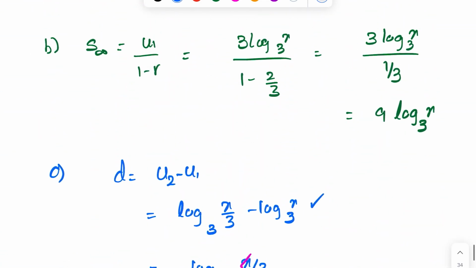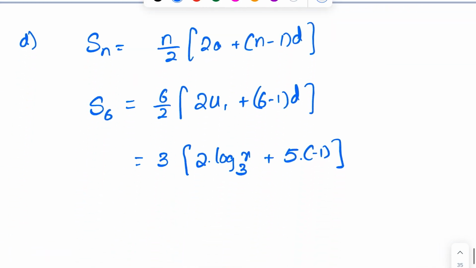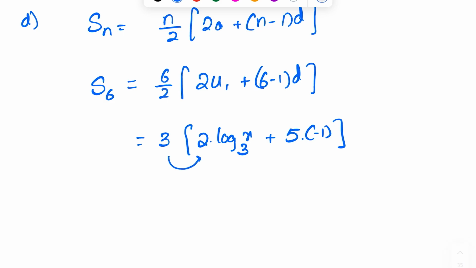So what is he asking us to prove? He's asking us to prove 6 log x to the base 3 minus 15. So multiply it out. 3 times 2 is 6 log x to the base 3. Then plus times minus is minus, and 3 times 5 is 15. That's going to be the answer.